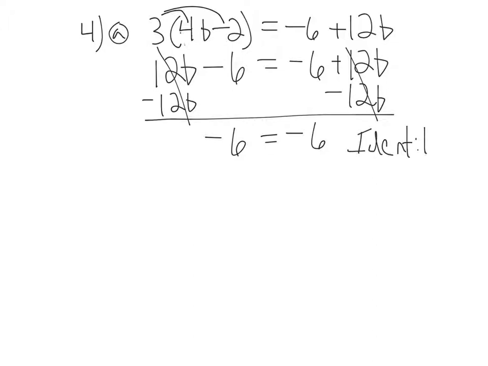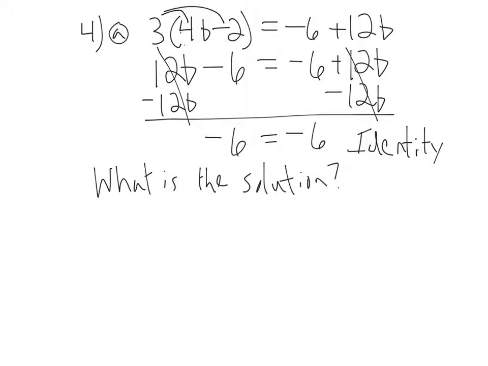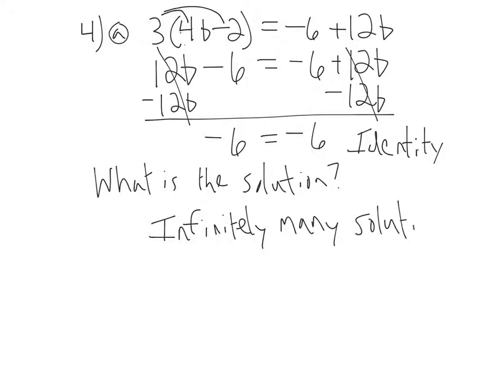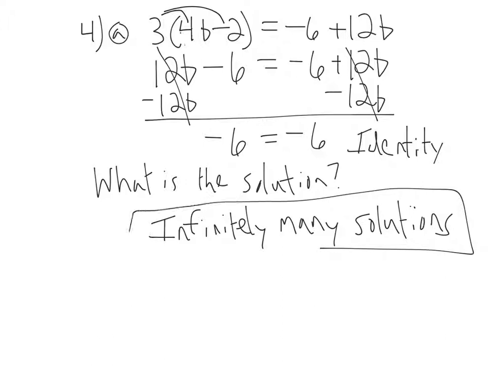If they ask you, like this problem does, to tell what the solution is, if they say what is the solution, identity isn't a solution. It's not telling what the solution is. If it asks what is the solution, then you will just say infinitely many solutions. Okay, and again, it's still meaning that anything will work. It's just a matter of saying infinitely many solutions versus identity based on what the question is asking us.